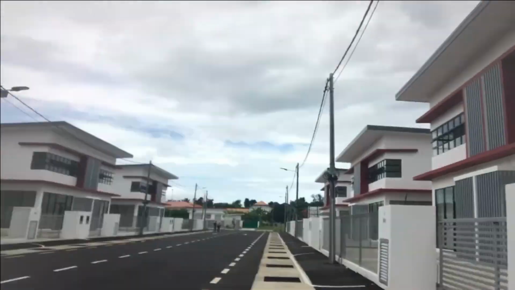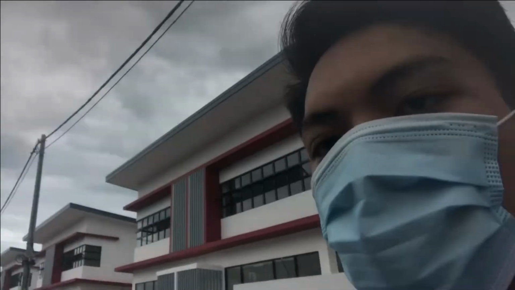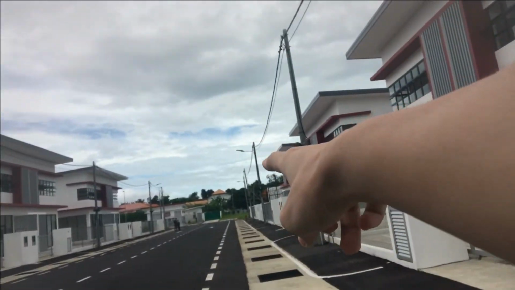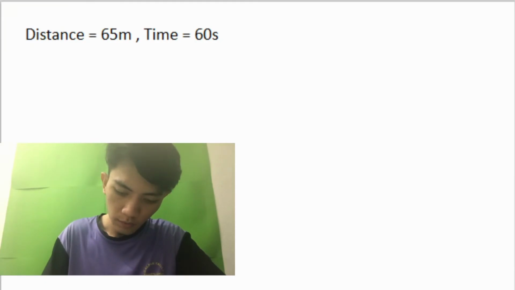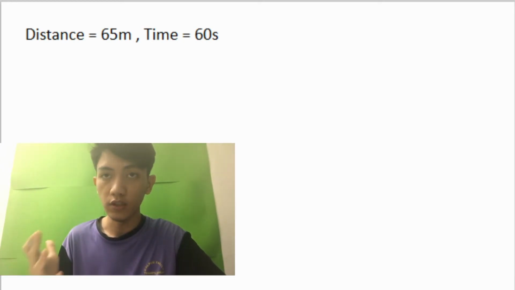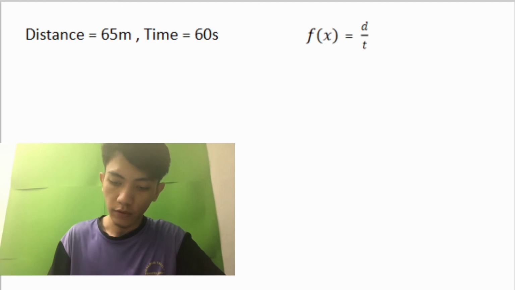To get into a more difficult question, I'm at the middle part of this long road, and I wanted to know how much time it takes to reach that point. So to get the answer, we will go into my workplace. Now we have the distance and the time. What we can do is make it into a function, and that function will be our speed. Divide it and we will get around 1.1 meters per second.